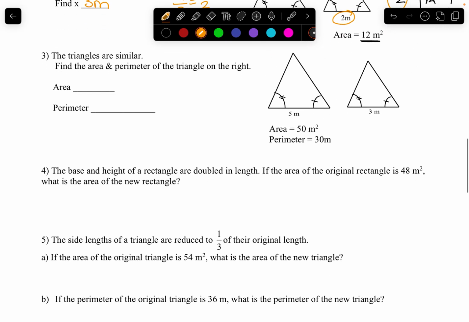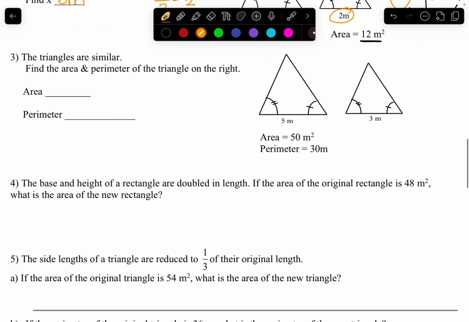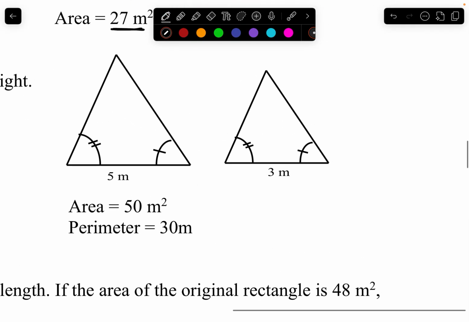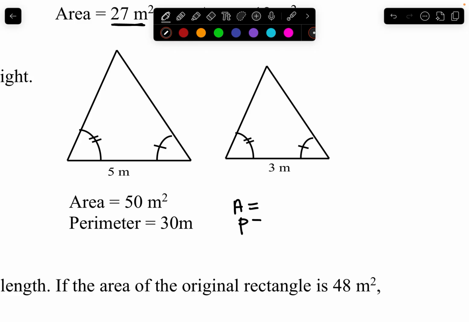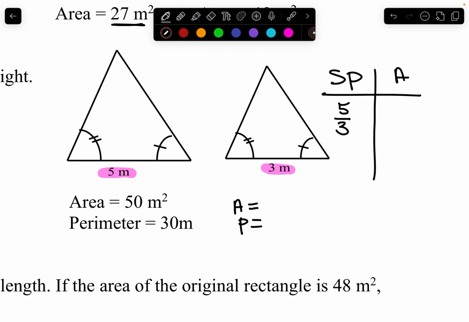All right. Number 3, it says the triangles are similar. Find the area and the perimeter of the triangle on the right. So I am looking for area and perimeter for this triangle on the right. So what I'm going to do is set up my SPA chart, and I'm going to put in whatever I was given. I was given my side lengths, so I have to put that in my S&P ratio. And then I need to fill out my area ratio by squaring both the numerator and the denominator.